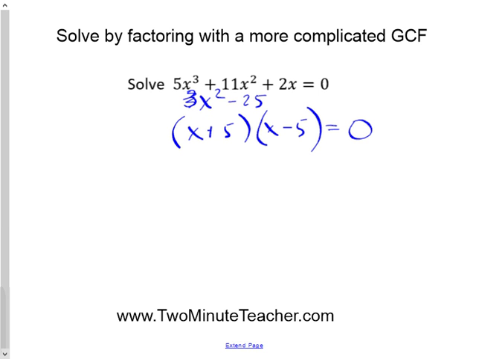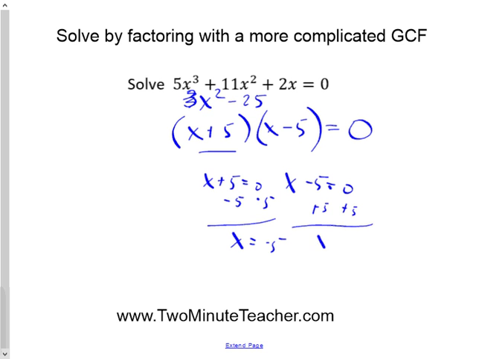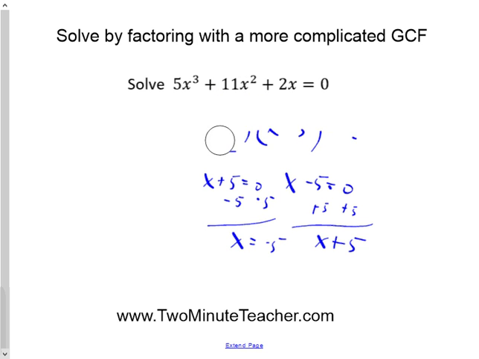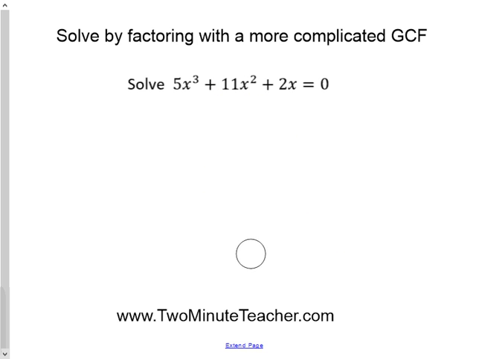You just factor it, and then you set each of these parts equal to 0. X plus 5 equals 0, x minus 5 equals 0, and you solve your little two mini equations there. X equals negative 5, and x equals positive 5. Now that's if it factors nicely and easily, but this one has something that you have to do first.